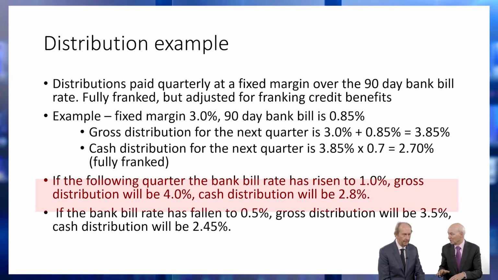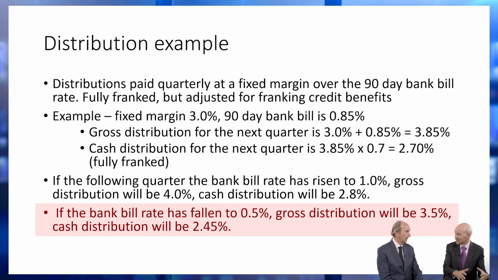If, on the other hand, the bank bill rate has fallen, say, for example, the Reserve Bank might have cut rates or the market's expecting them to cut rates, so expectations have gone down and it's fallen to, say, 0.5 of 1%, the gross distribution will then only be 3.5%, and the cash distribution you get would be 2.45%. And that's been happening in recent times with the cash rate going down. Yeah, so these things have a fixed margin, but they float every quarter over the then 90-day bank bill rate.